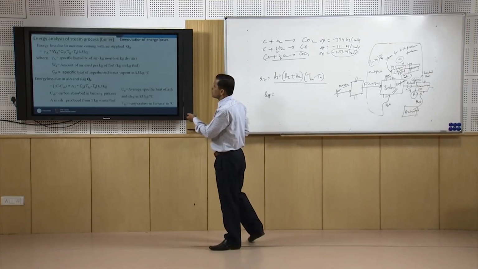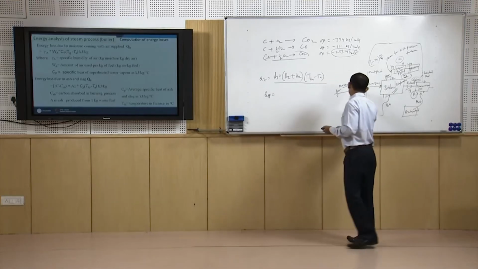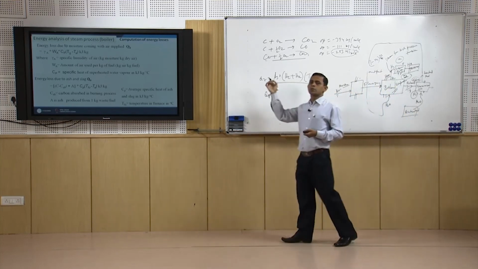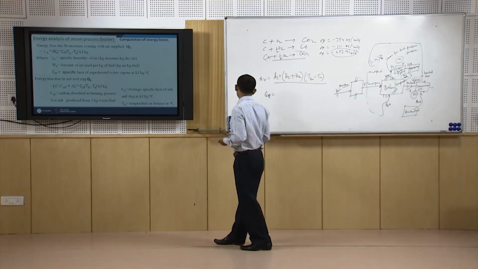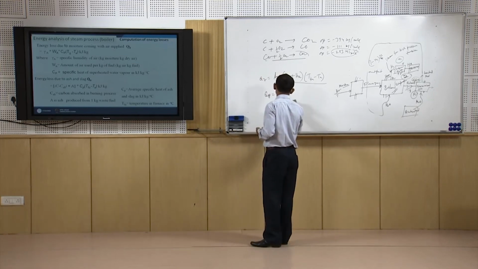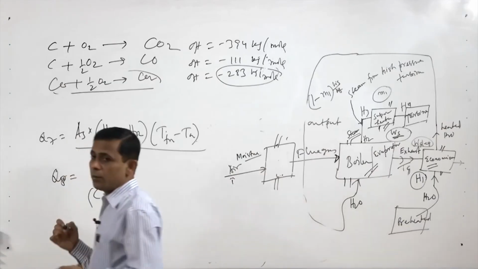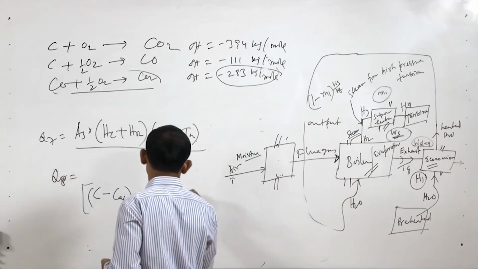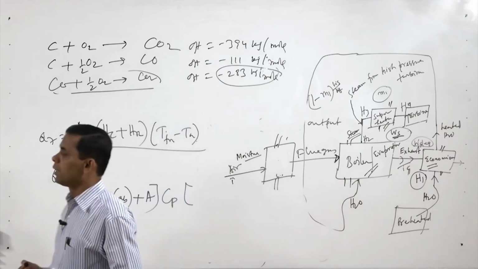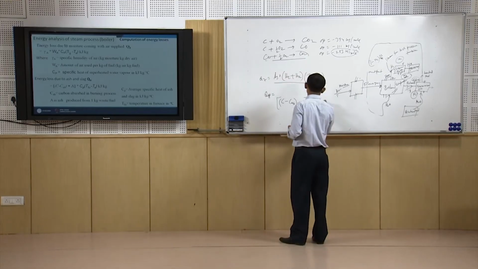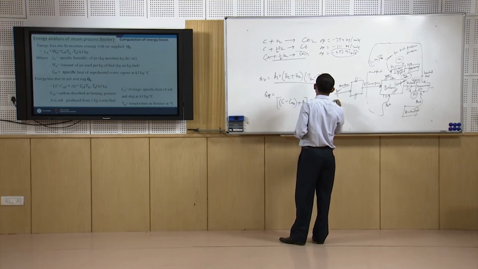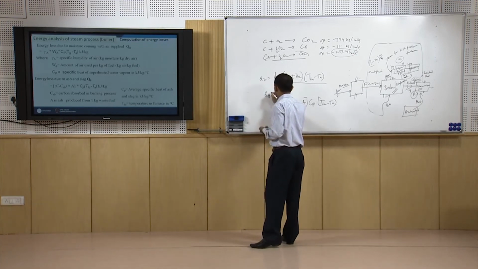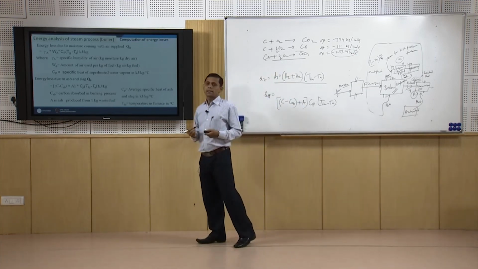Next is energy loss due to ash and slag. Ash and slag will be generated in the furnace, and they will also carry some amount of energy that will not be used for further applications. In this case, the slag means total carbon minus CaB, the unburned carbon, plus ash, into Cp into dT. dT means Tf, the furnace temperature, minus Ta, into Ta. So this is the amount of heat loss due to ash and slag.